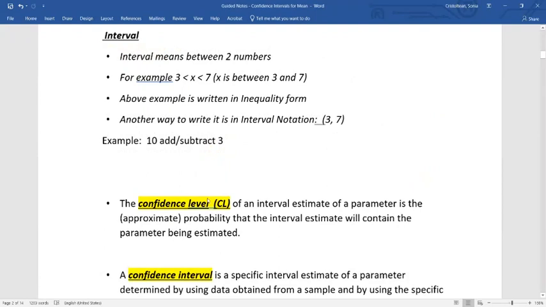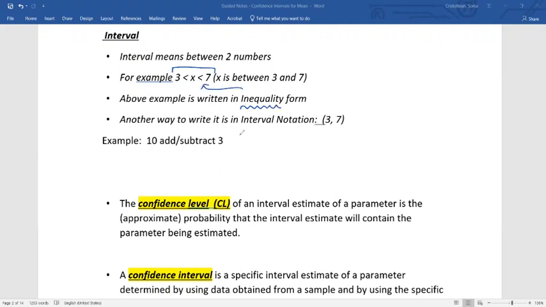Next, we will try to estimate the population parameter. What do we mean by that? We will try to construct intervals around the parameter. So let's recall what an interval is. An interval means between two numbers. For example, X is between 3 and 7. This is an interval. This is called the inequality notation or the inequality form.